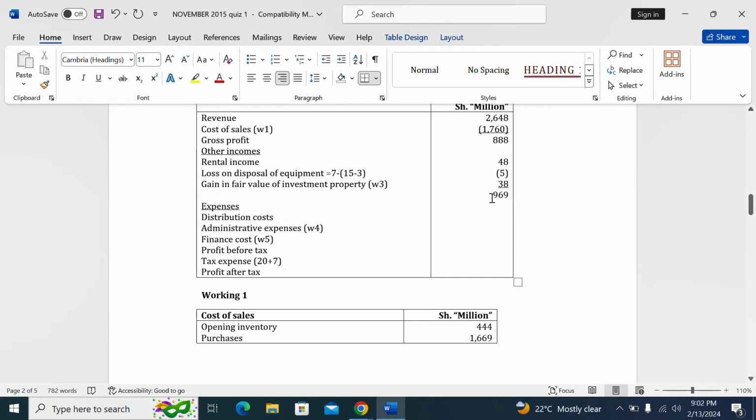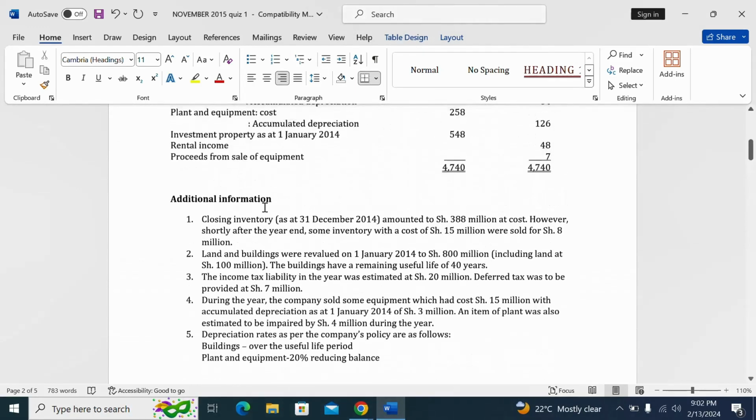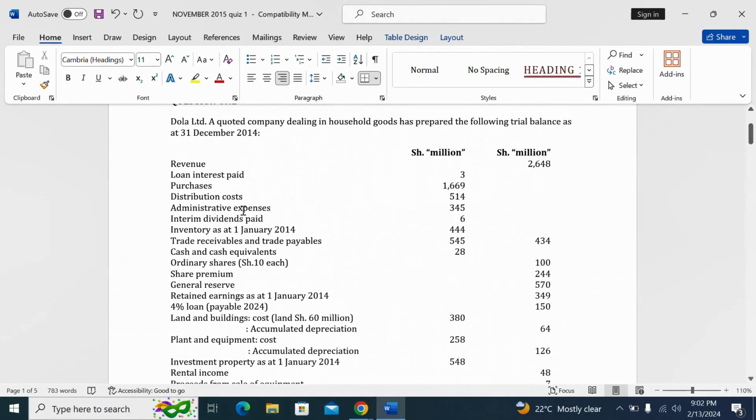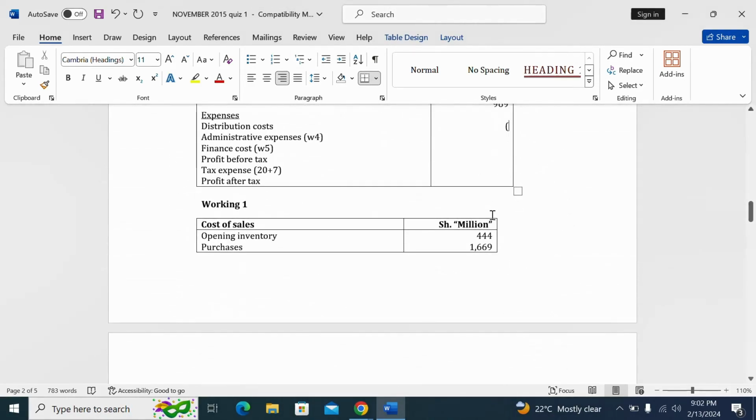Then we go to our expenses. We start with the distribution cost, which is how much? How much is the distribution cost from the trial balance? We go and check it out. Distribution cost is 514. So we deduct 514.